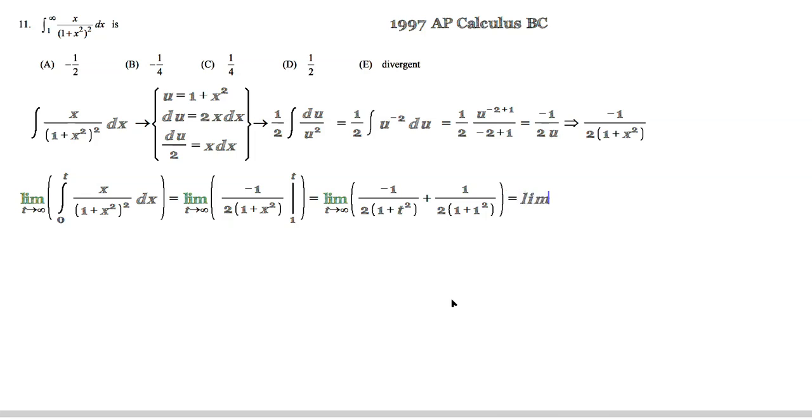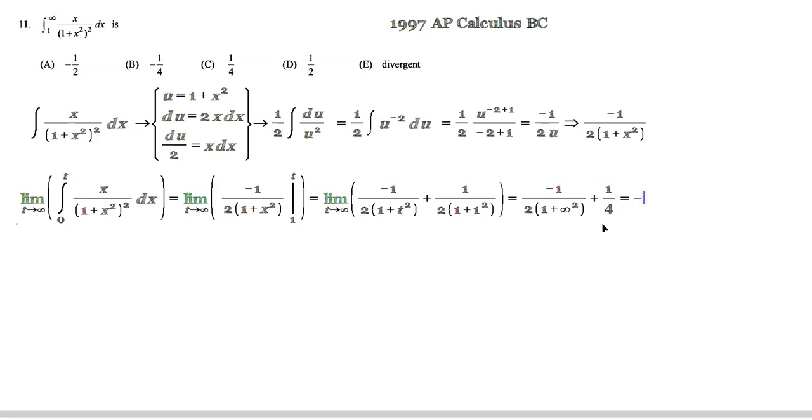Continuing, it's the limit as t goes to positive infinity. From here, we can proceed by just replacing t with infinity. That's not official math, but it gets the idea across. You can say negative 1 over 2 times 1 plus infinity squared, plus the second term, which is 1 plus 0 squared. 0 squared is 0, 1 plus 0 is 1, 2 times 1 is 2. So there's a 2 in the bottom.